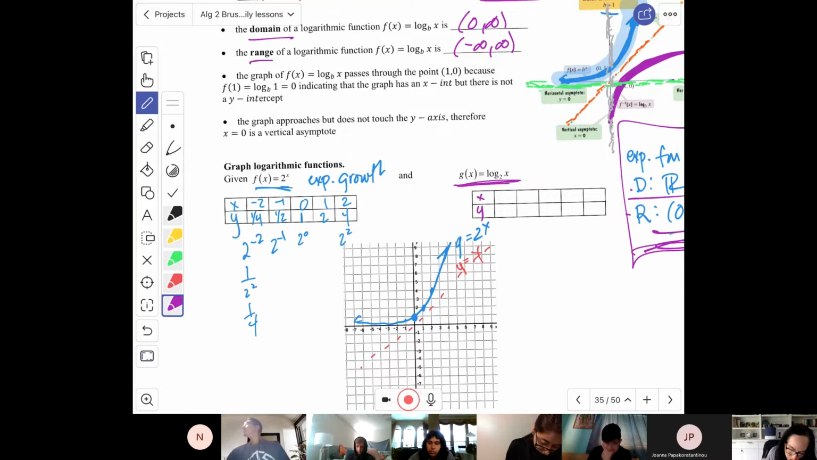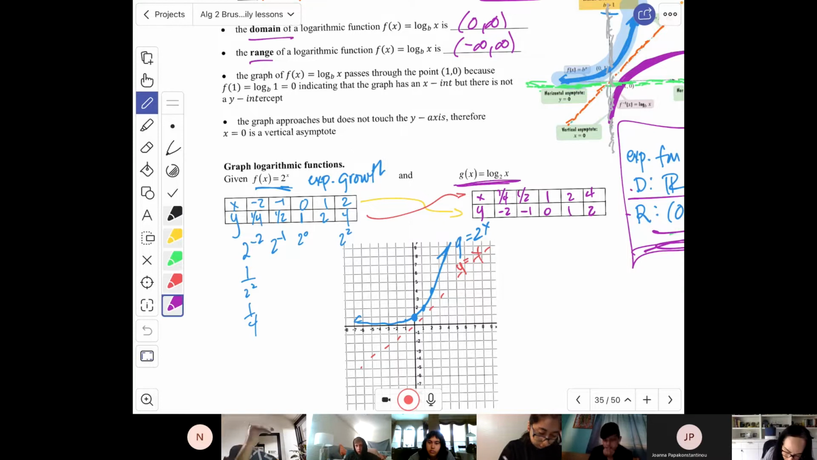Now, knowing the relationship between a function and its inverse, I already know that I could interchange my domain and my range values because they're inverses of each other. So I could say, all right, my y values are -2, -1, 0, 1, 2, when x is 1/4, 1/2, 1, 2, and 4. All I've done is interchange my domain and range values.